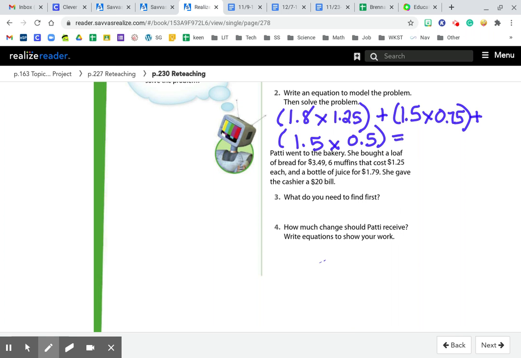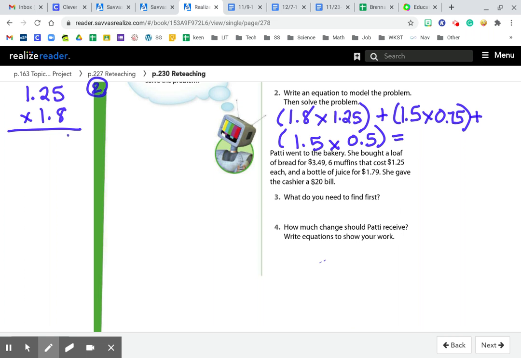So let's go through and solve each part. So here's for the yellow, 1.25 times 1.8. I know my answer is going to be around 2. 1.25 rounds to 1. 1.8 rounds to 2. So my answer is going to be around 2. Put that off to the side to remind ourselves.